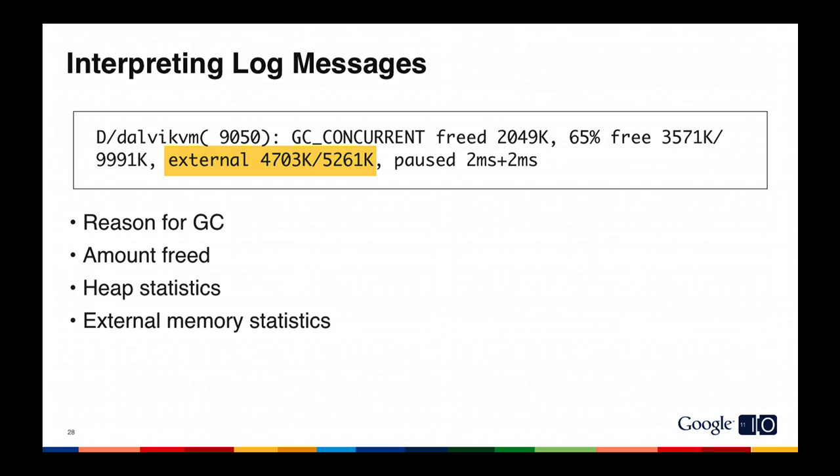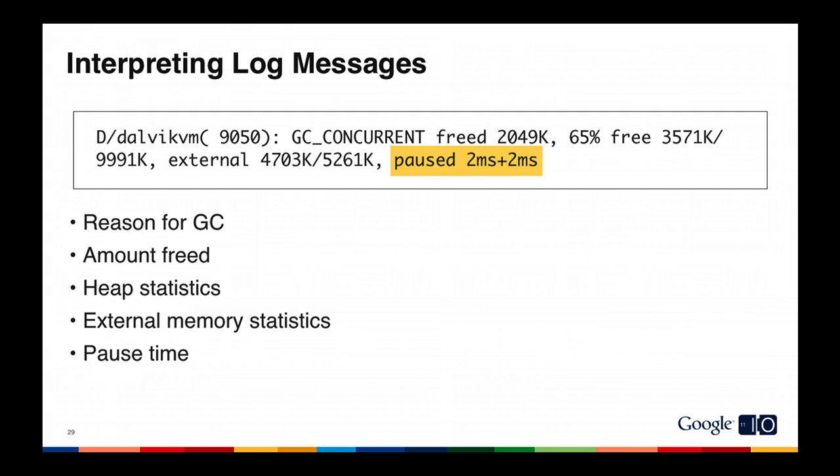There's some information about externally allocated memory, which is the bitmap pixel data and also NIO direct byte buffers. The two numbers here, the first number is the amount of external memory that your app has allocated. The second number is a sort of soft limit. When you've allocated that much memory, we're going to kick off a GC.